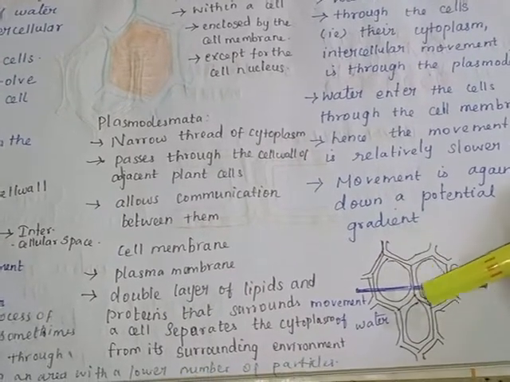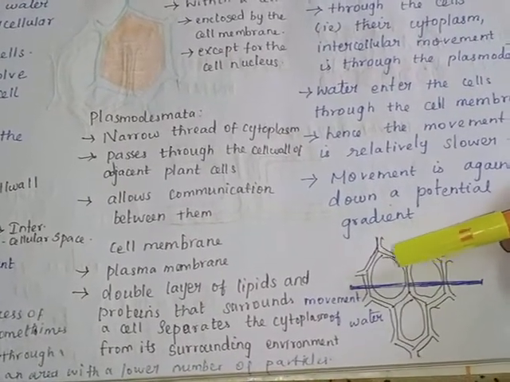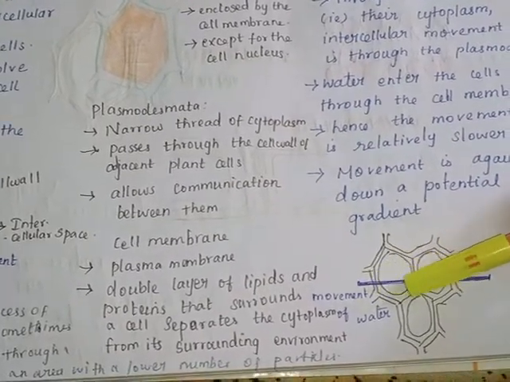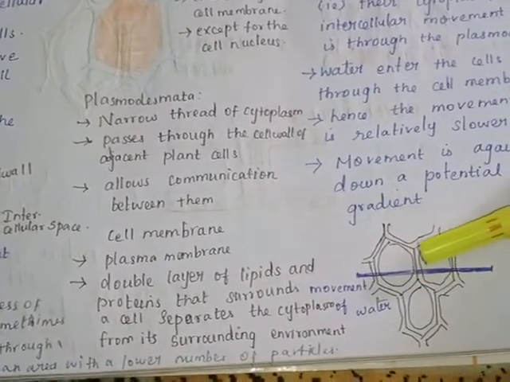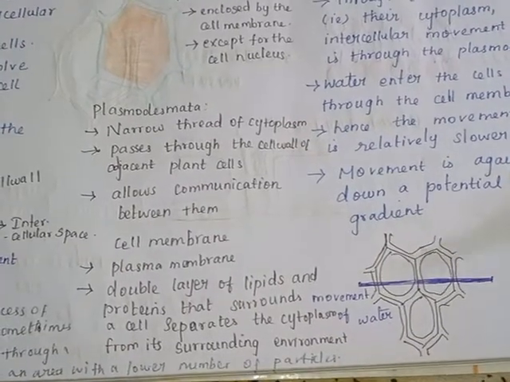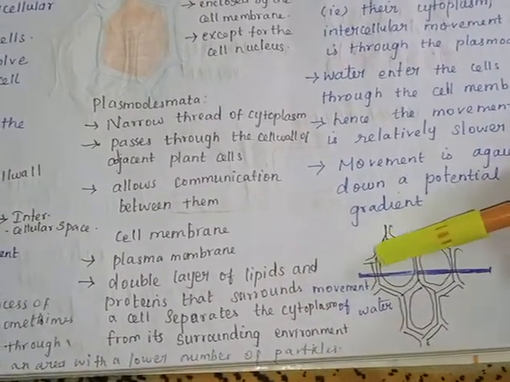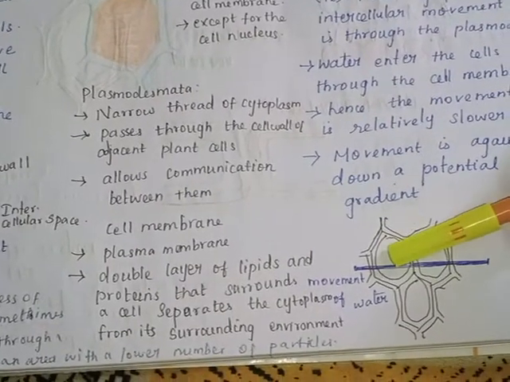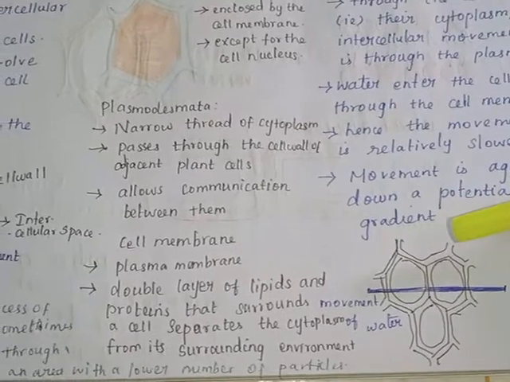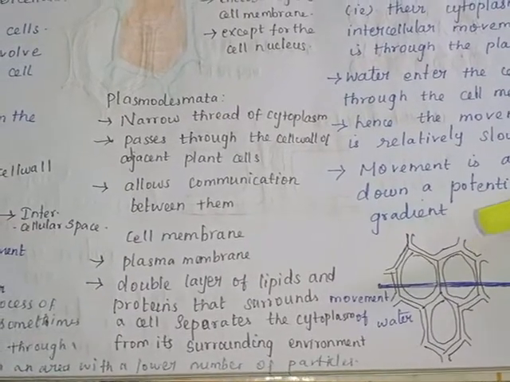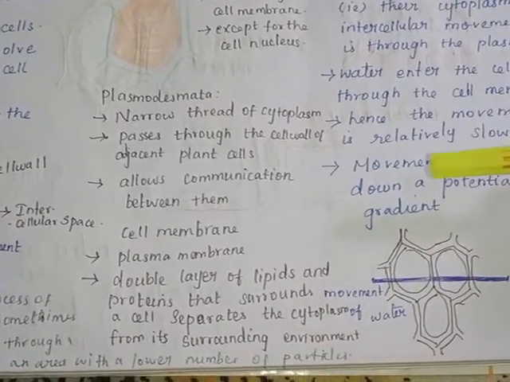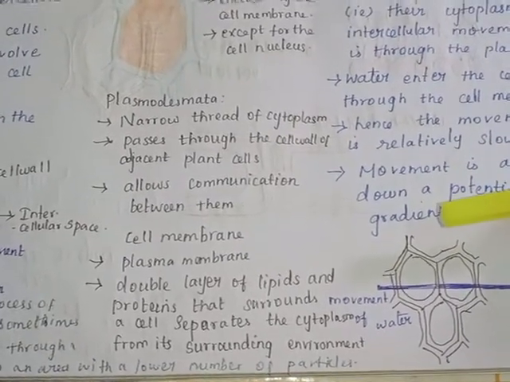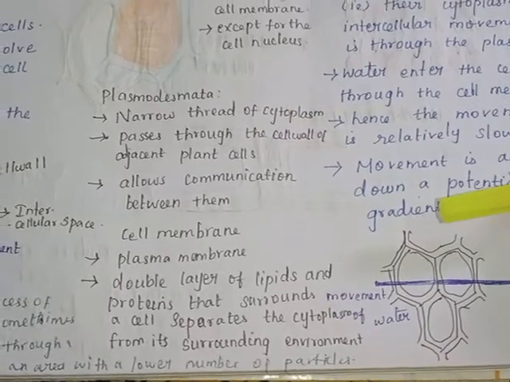The adjacent cell wall. So narrow thread-like cytoplasm passes through the cell wall of adjacent plant cells. It allows communication between them. This cell and this cell communicate through this plasmodesmata. Once again, what is meant by plasmodesmata? Narrow thread-like cytoplasm that passes through the cell wall of adjacent plant cells.